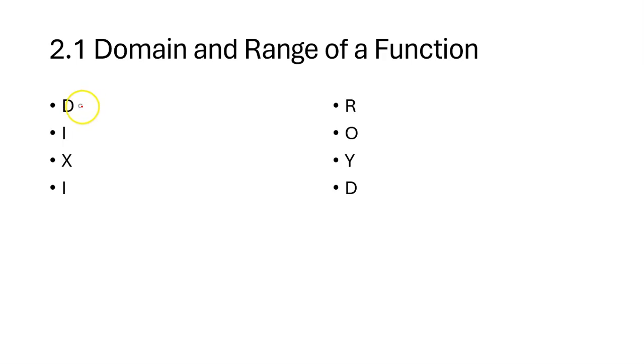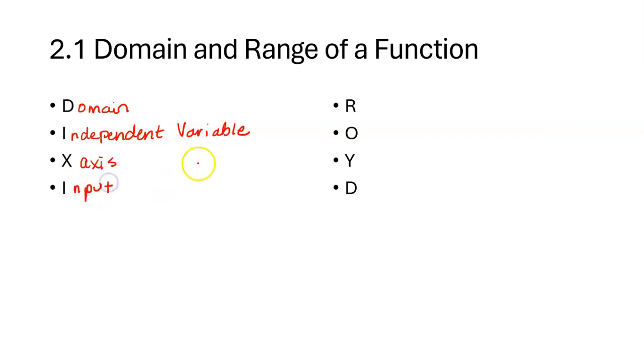So Dixie: domain, independent variable, x-axis, and input. Okay, Roy D. So we have range, we have output, we have y-axis, and we have dependent variable.